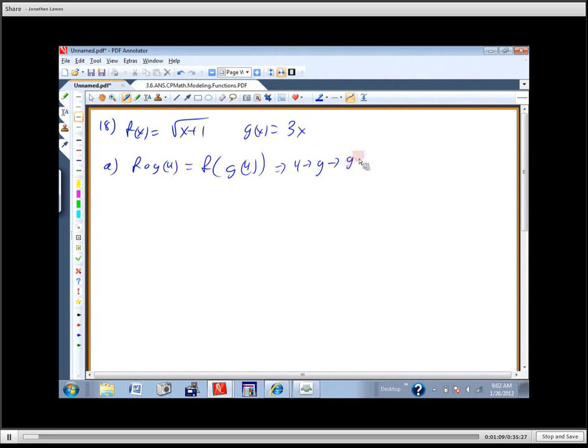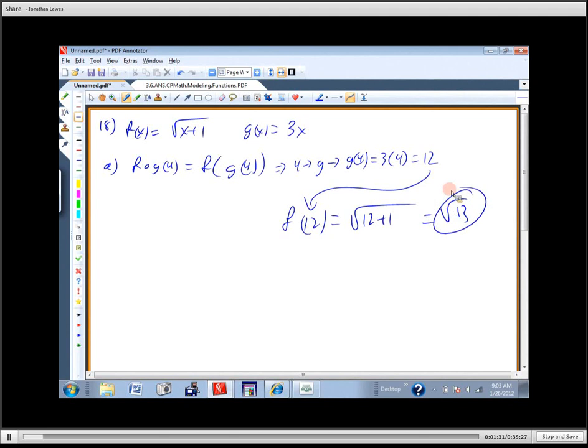What we'll get out is g of 4, and g of 4 is, well, if I plug a 4 into this one, the rule is 3 times whatever I plug in, so that's a 12. Okay, I then take that and I plug it into f. So that's going to be the square root of whatever I plug in, 12 plus 1, so that's the square root of 13. That's the answer.